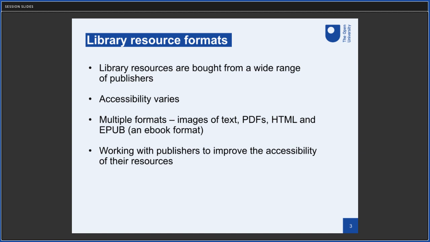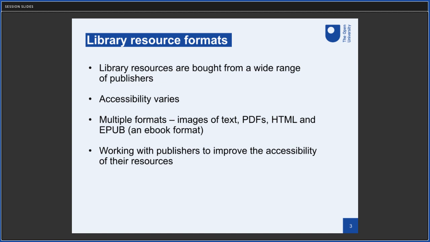So, library resource formats. The library buys subscriptions to journal articles, ebooks, news sources and lots of other resources through databases. A database is simply a collection of resources. There are many different suppliers of databases, and so the material they provide has different levels of accessibility. The main formats of our resources include images of text, PDFs, HTML, and EPUB, which is an ebook format.